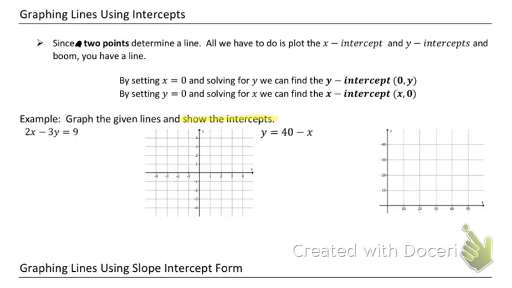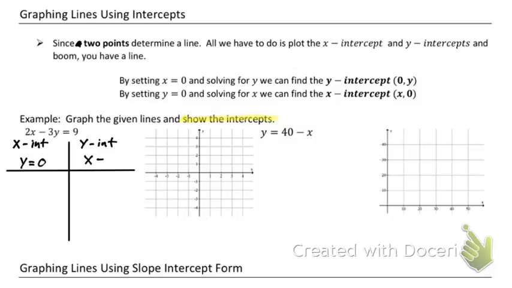When I do this, I make a t-chart. If I'm plotting using two intercepts, I use a t-chart. I'm going to let my left side be my x-intercept. I'm going to let my right side be my y-intercept. To find my x-intercept, I'm going to let my y equal 0. To find my y-intercept, I'm going to let my x equal 0. And we're going to go ahead and substitute those into the formula right above.